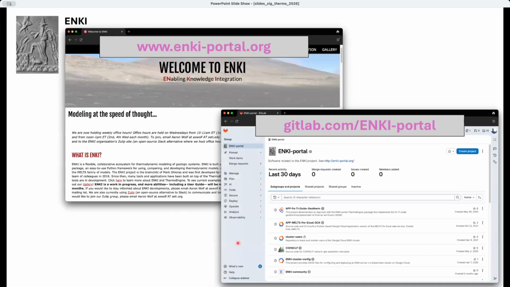So that is what ENKI is trying to use at its core. And I would encourage you to visit the website at enkiportal.org and also to see the range of projects that are underneath this ENKI umbrella at the GitLab page for ENKI.